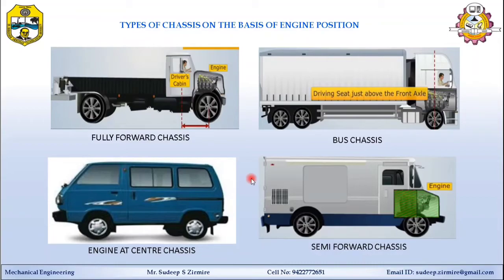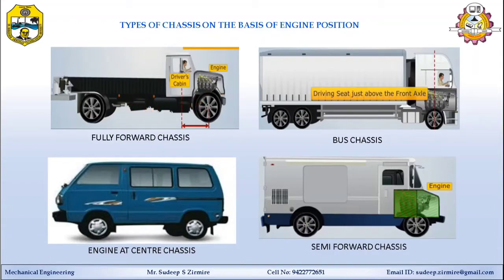Hello friends, we are going to learn the types of chassis on the basis of engine position. Earlier we learned the types of chassis on the basis of drive arrangement. This is totally different; it depends on the engine position. There are different layouts depending on the position of the engine. They are called the fully forward chassis, semi forward chassis, bus chassis, engine fitted at the rear, and engine mounted at the center.